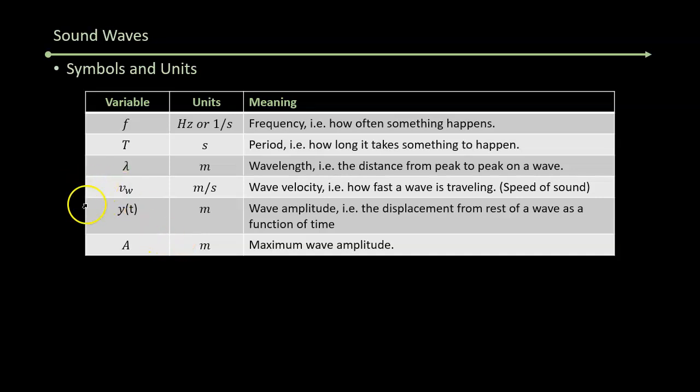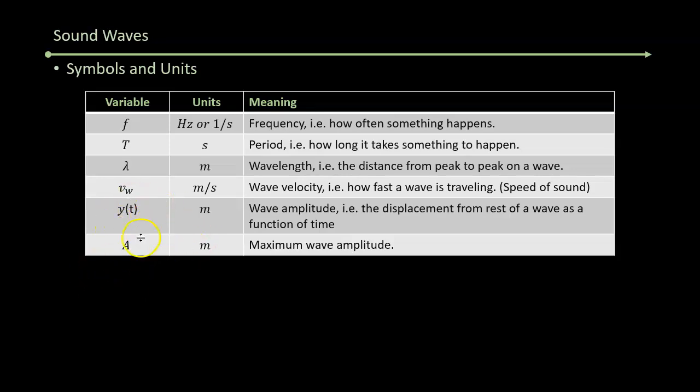Wave velocity, v sub w. Wave velocity is meters per second, and it's how fast a wave is traveling. And most of the time, we're going to be talking about this in terms of the speed of sound, which is not a constant. The speed of sound depends on temperature and air. It also depends on other materials. So the speed of sound through aluminum is much faster than the speed of sound through air, and the speed of sound through water is different than the speed of sound through air. Speed of sound depends on the material it's traveling through and other properties of that material.